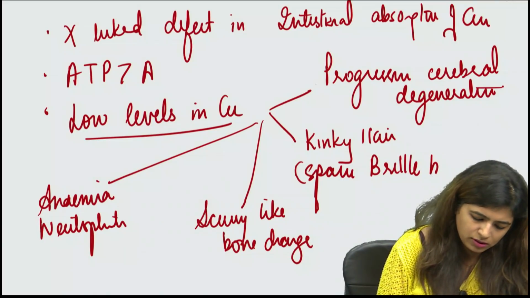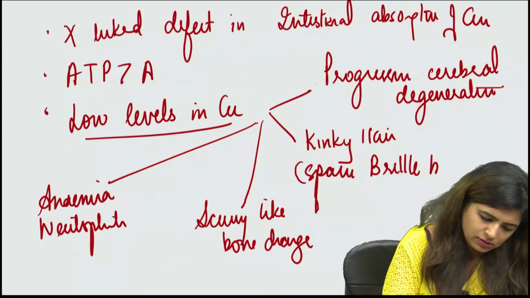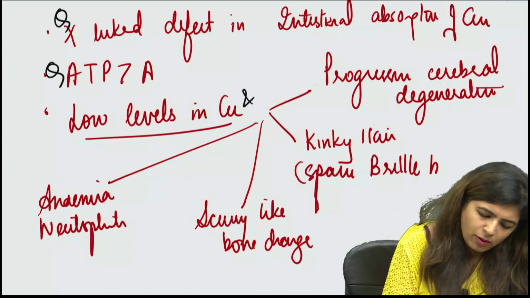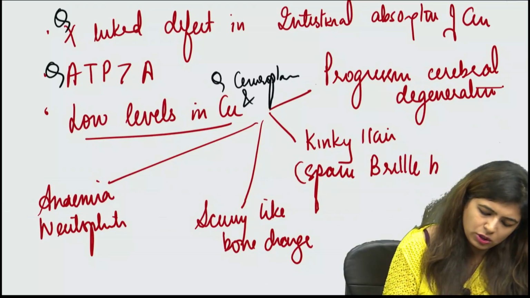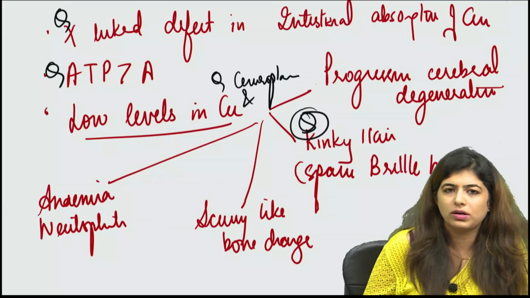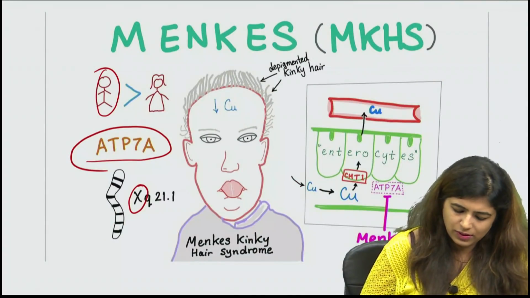Now what is important? You are asked the inheritance, the enzyme, low levels of copper and ceruloplasmin both. These both will be reduced. You'll have kinky hair. So this is what is generally asked. Have a look at the cartoon again. This will help you remember.